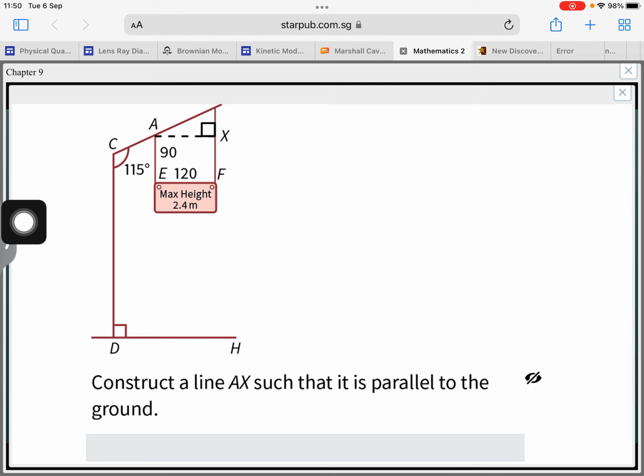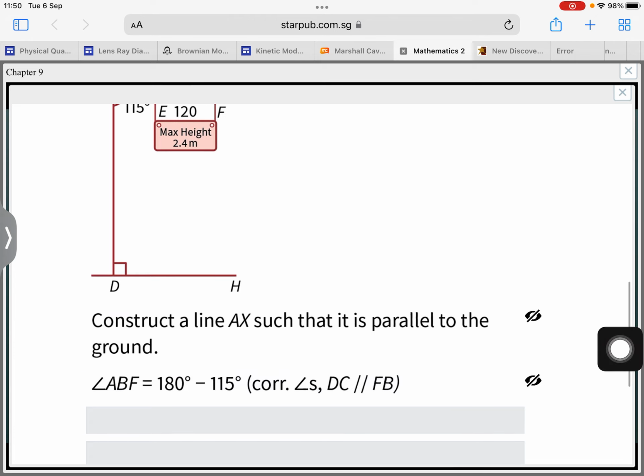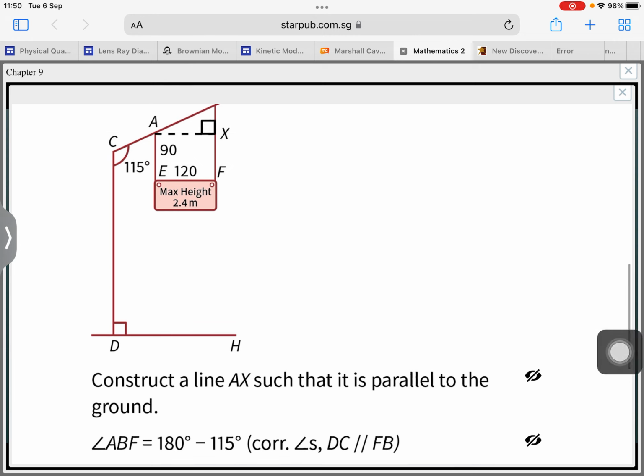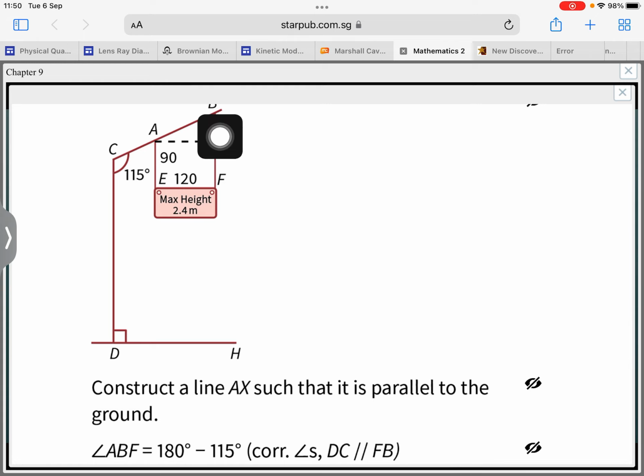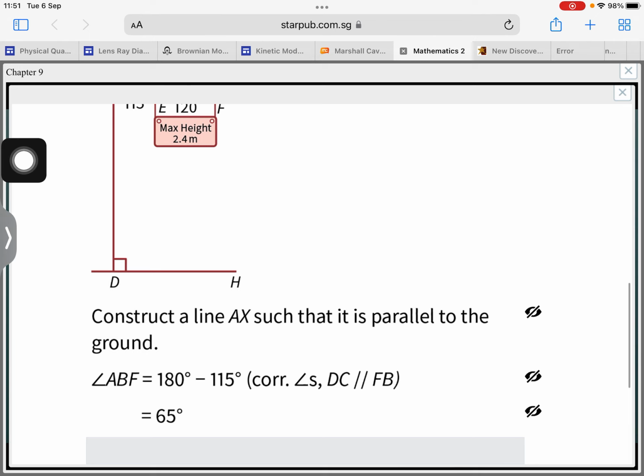Let's look at the explanation. Construct a line AX such that it's parallel to the ground. So it will be a right angle over there. Over here, they first find ABF. So ABF is this angle here. They say that this is 180 minus 115 to find this. In this case, it shouldn't be corresponding angles. This will be interior angles, DC parallel to FB. So 180 minus 115, you should get this. That will give you, I think, 65 degrees.